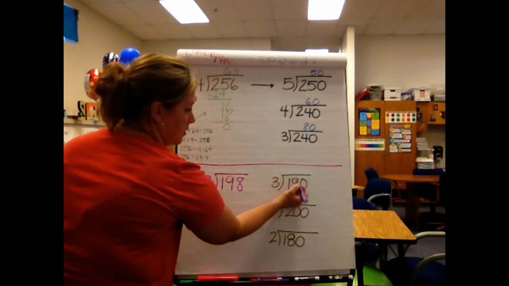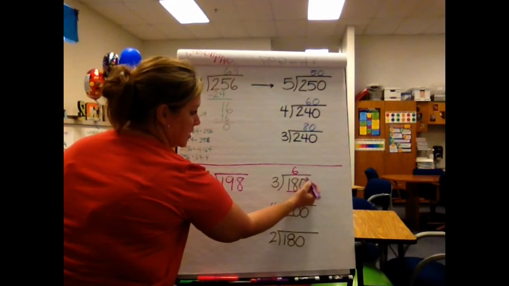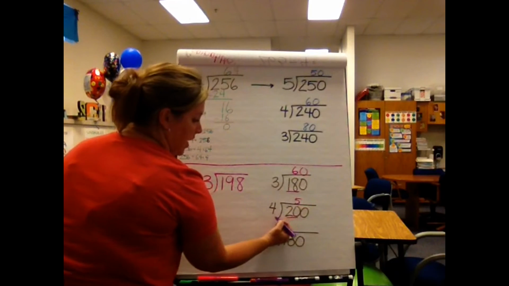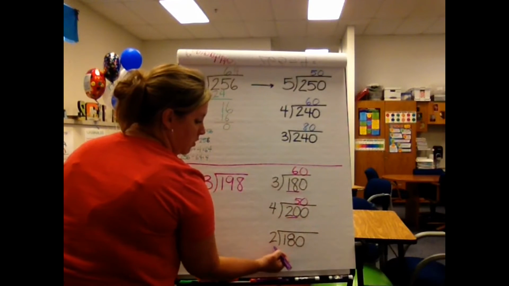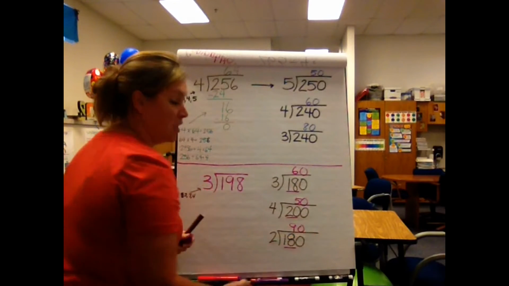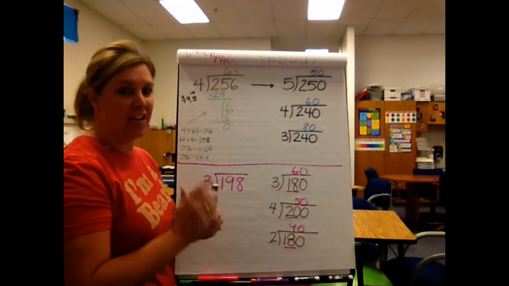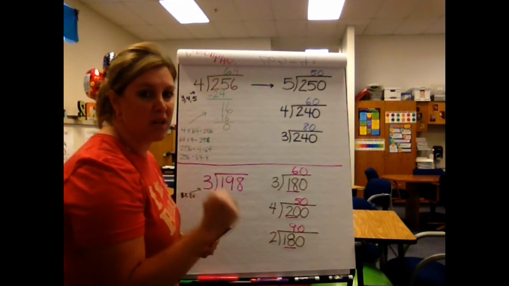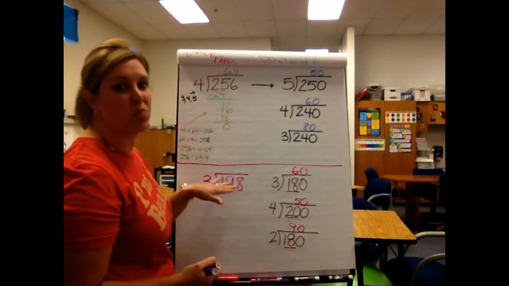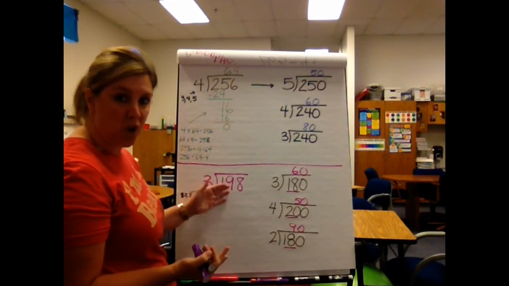3 goes into 18 6 times. 3 goes into 0 0 times. 4 goes into 20 5 perfect times. 4 goes into 0 0. 2 goes into 18 9 perfect times. 2 goes in there 0 times. Again, if I'm going too fast, press stop. If you want to stop and predict, you want to solve this, pause, solve it, and then see if you're right.